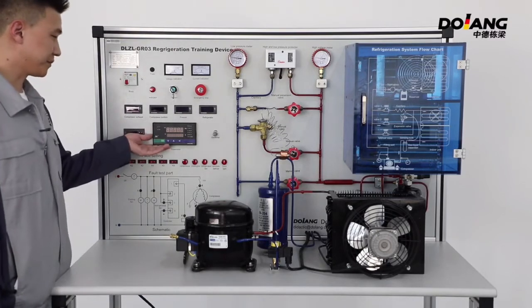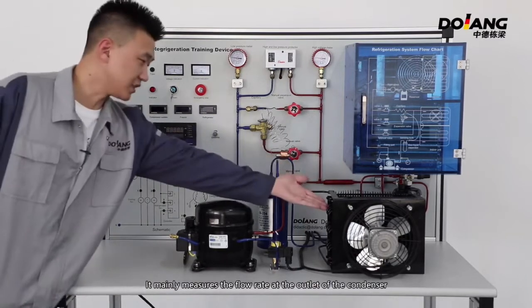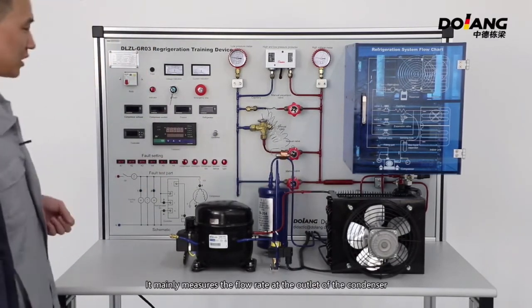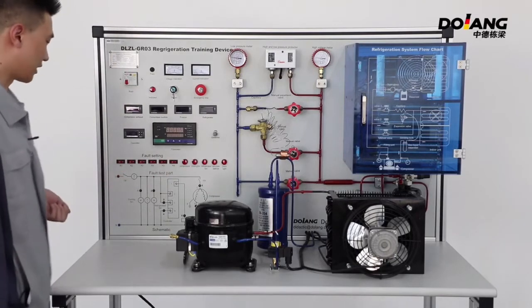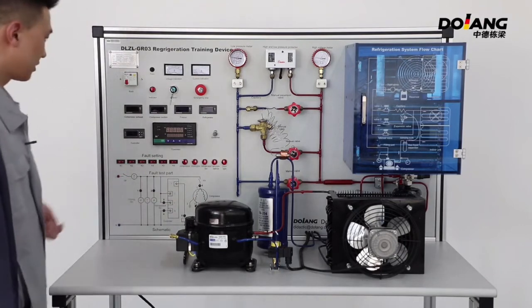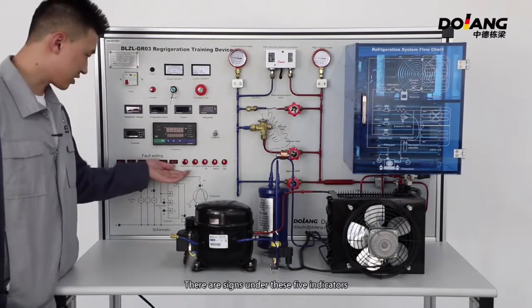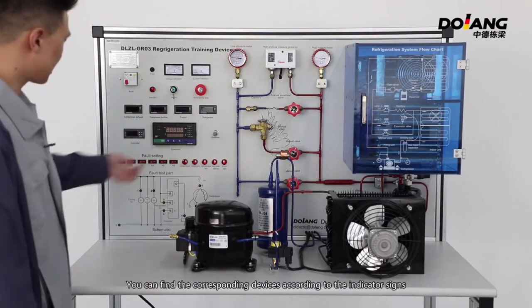This is a flow meter. It manually measures the flow rate and the outlet of the condenser. These 6 switches are for setting faults separately. It can be measured at these measuring points with the multimeter. There are signs under these 5 indicators. You can find the corresponding device according to the indicator signs.